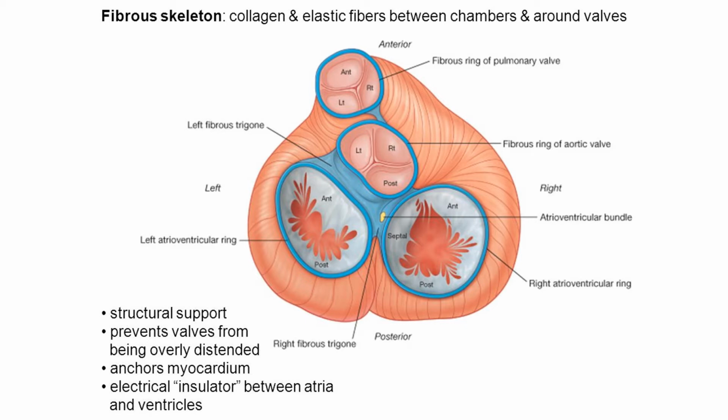What you're seeing in blue is the fibrous skeleton. The skeleton is made out of collagen and elastic fibers, and as mentioned, it's going to help support and toughen the wall around the valves so that the valves have a firm point of attachment. It's also going to serve as attachment for the myocardium, the layer of muscle, and it acts as an electrical insulator. And we'll talk more about what that means when we get into the physiology aspect of the heart. But basically, we want to delay the signal that travels between the atria and the ventricles.